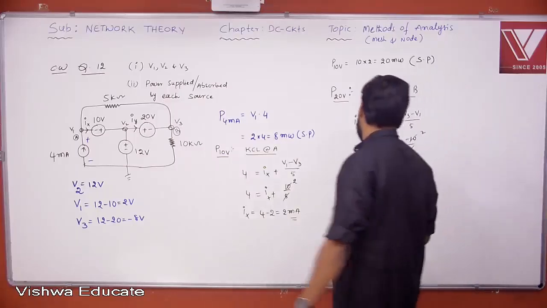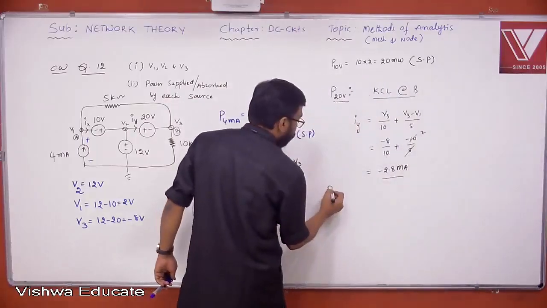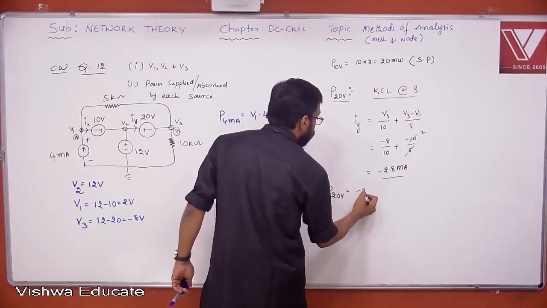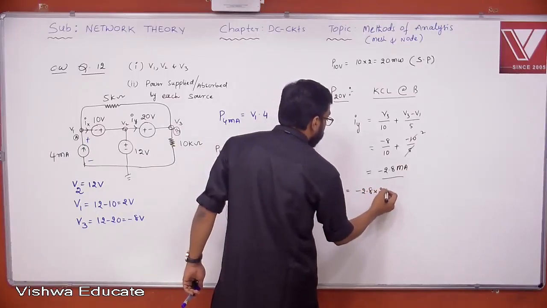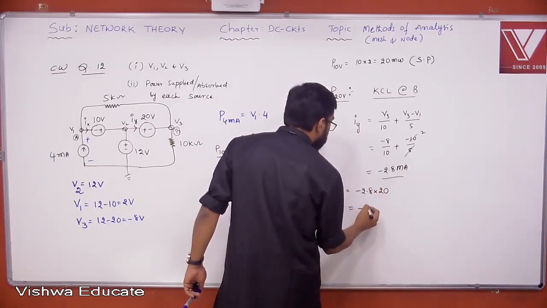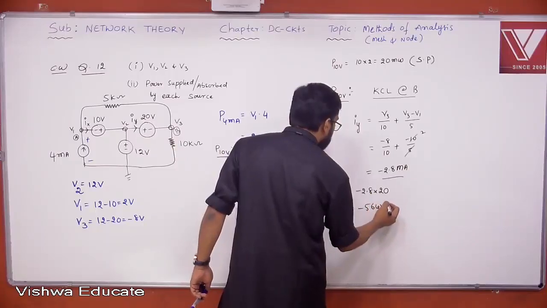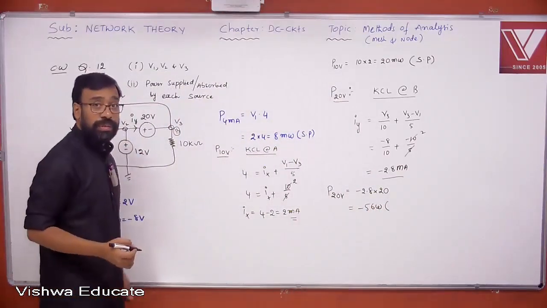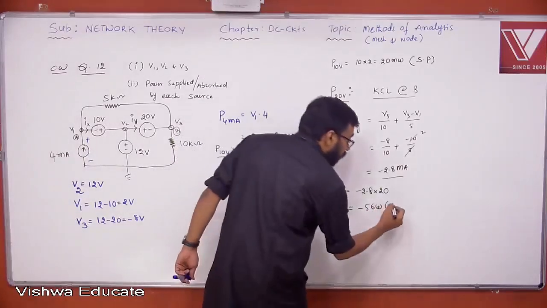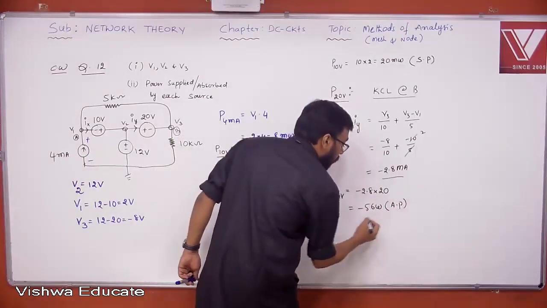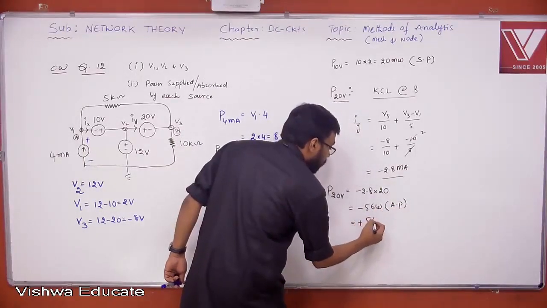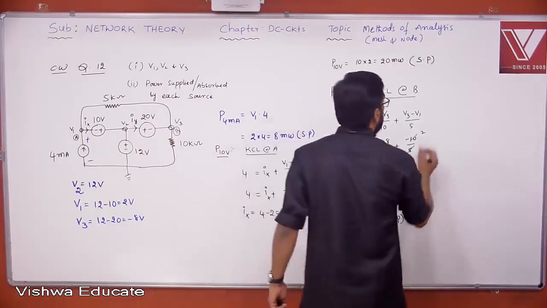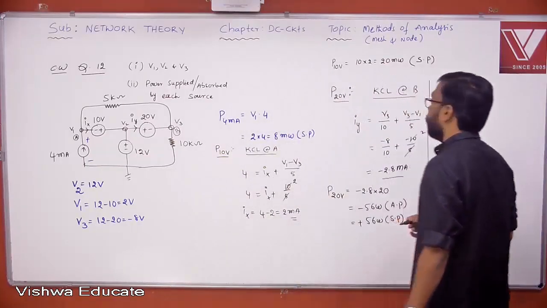So what is the power finally here? Power of 20 volts will become minus 2.8 into 20, that is minus 56 watt. Current is entering into positive, therefore it is absorbed power. Plus 56 watt absorbed power. Understand? Okay. Now, next one.